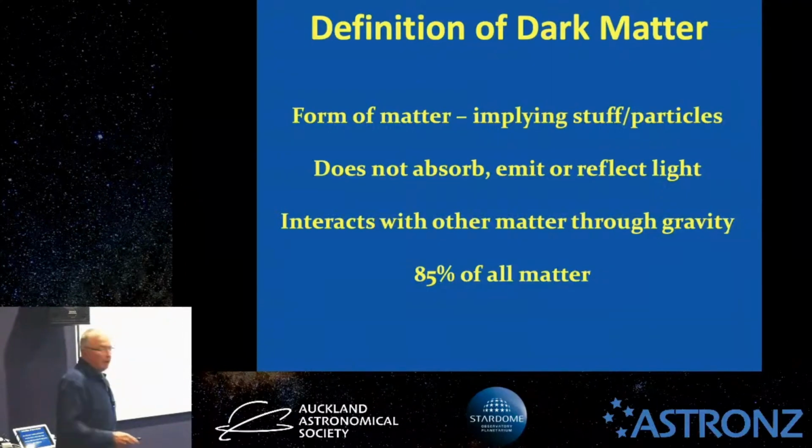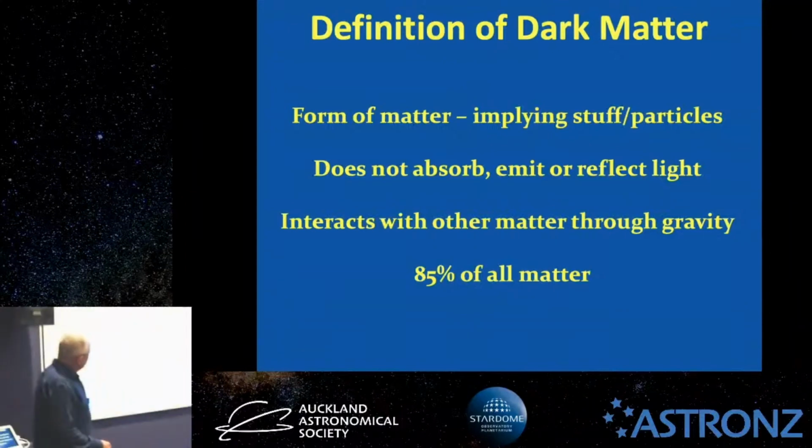It does not absorb, emit, or reflect light, electromagnetic radiation. And that's why we call it dark matter. So it doesn't interact with light at all, hence the name dark. It interacts with other matter through gravity, and that's the key to how we know it's there.